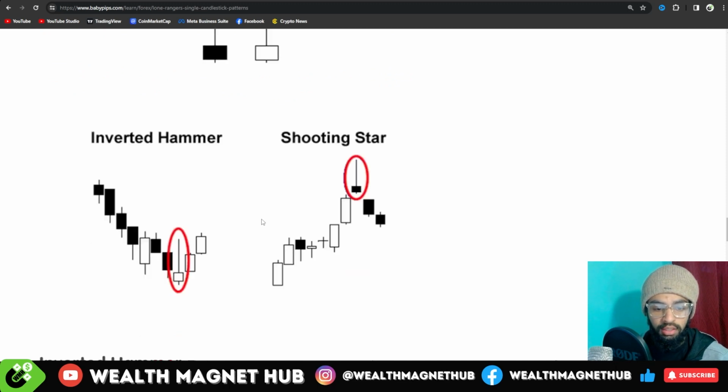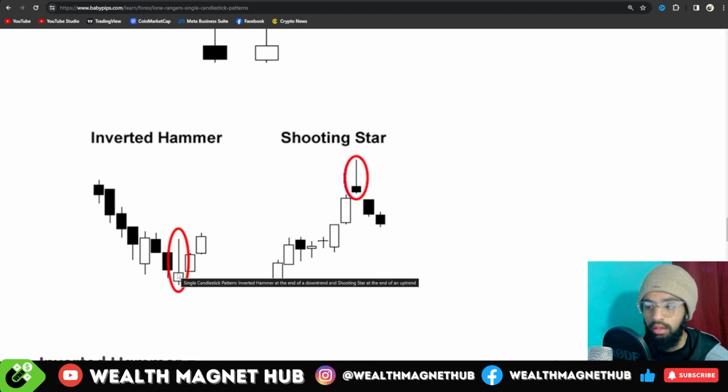So let's take a look at a real life example of what these may look like in an actual pattern. On the left side we have an inverted hammer right here. As you can see, the same example, we are coming down in initially a downtrend. We see the inverted hammer, and we are in a market reversal, a bullish one.